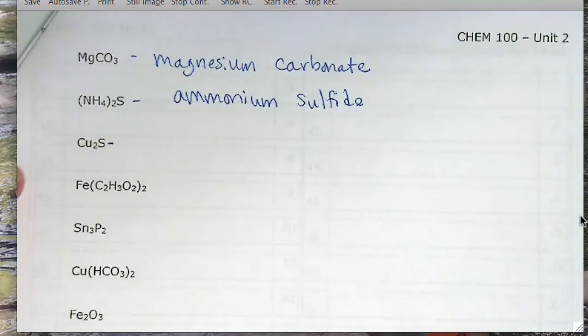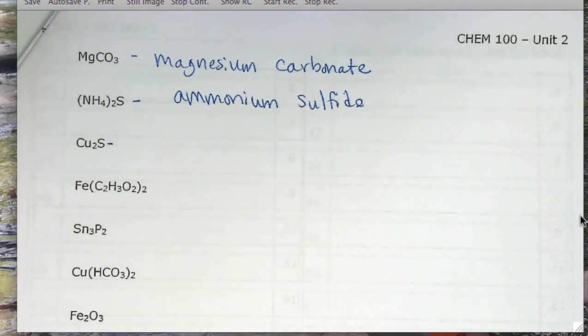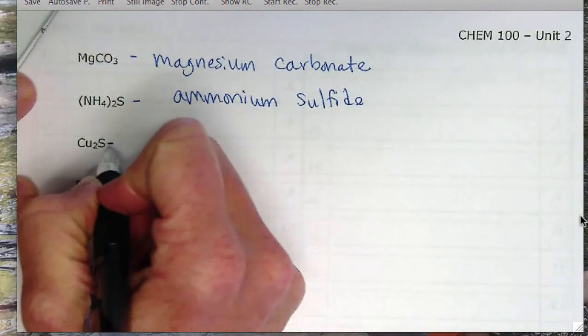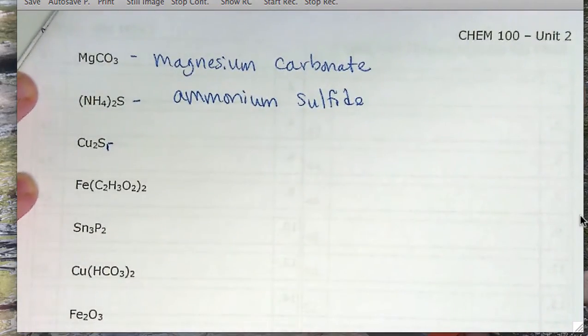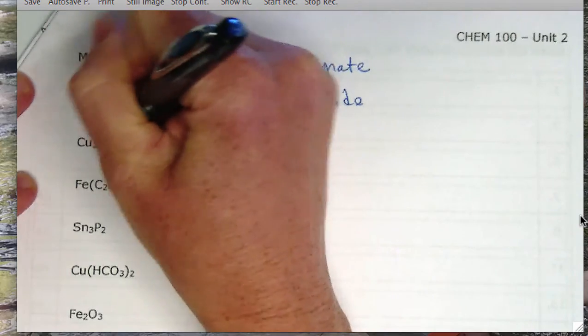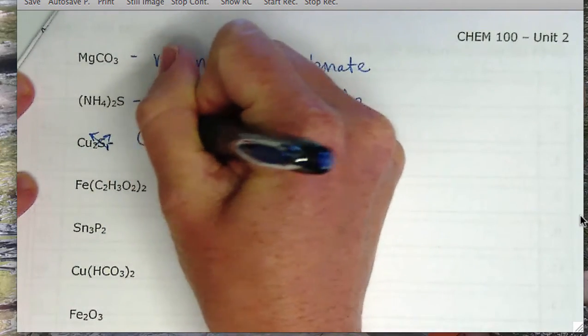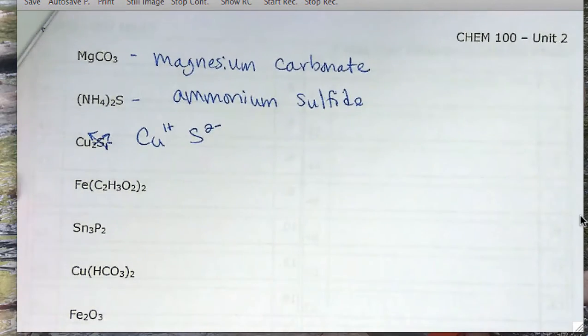So, copper? How do we know which copper? So you can do the cross and drop. You can do the cross and raise. So yes, copper 2. For copper 1, sulfide 2. Copper 1, copper 2, I think it's 1, 2. Copper 1. It is copper 1. Why? So you've got to raise that 1. Cu1 plus S2 minus. That is copper 1.